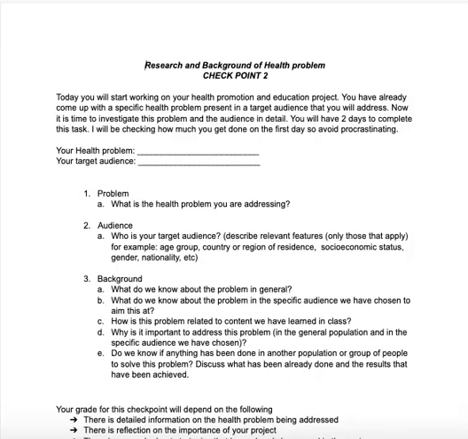You cannot procrastinate. If you procrastinate, that will result in a reduction of points. Okay, so I will be checking. So please make sure you are working during both classes. So what you're going to be doing is the research and background of your health problem.